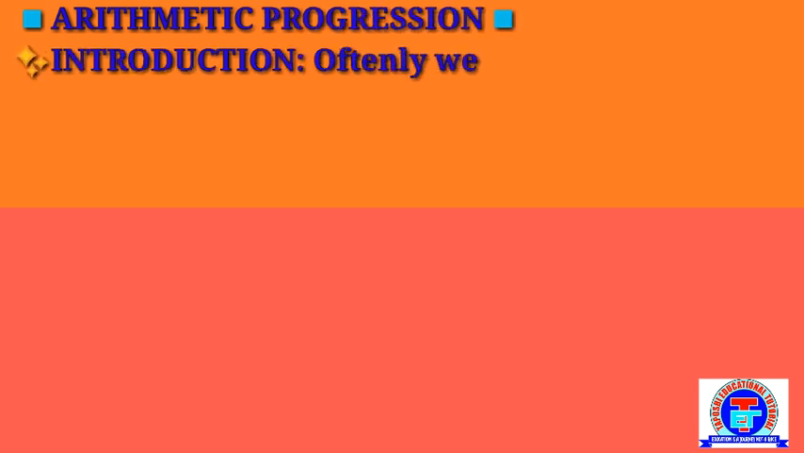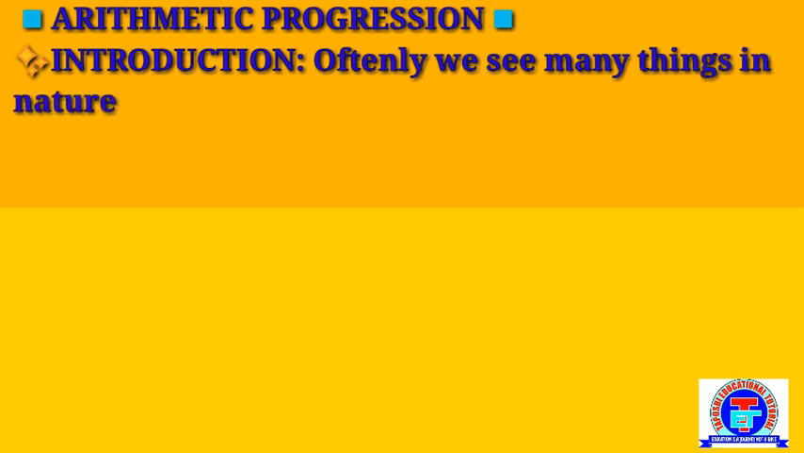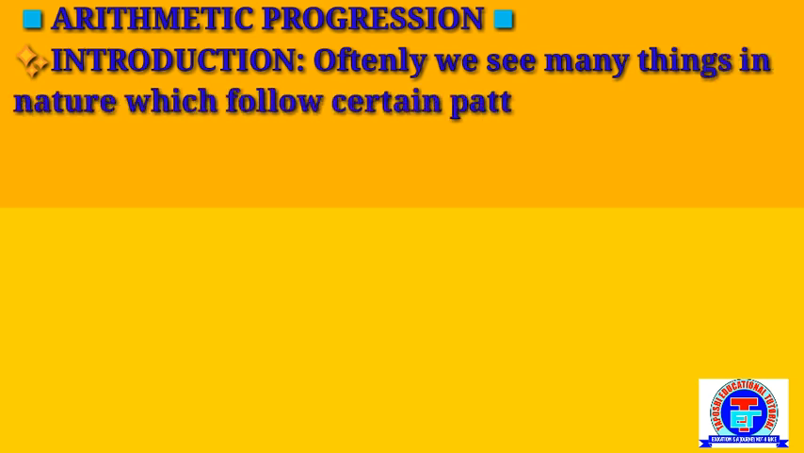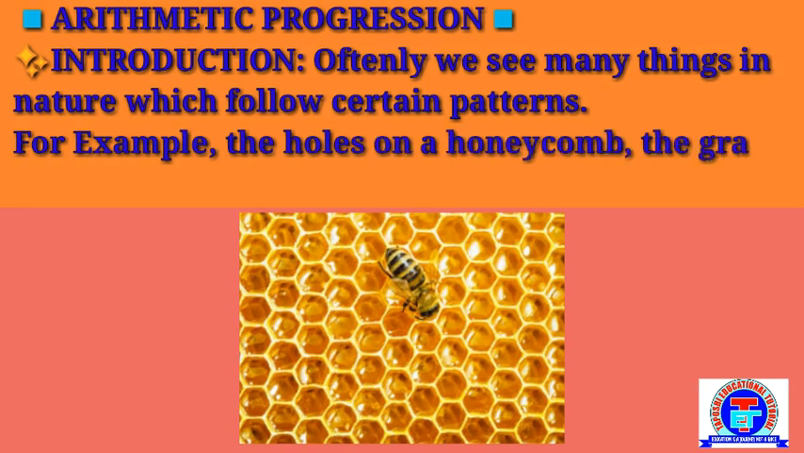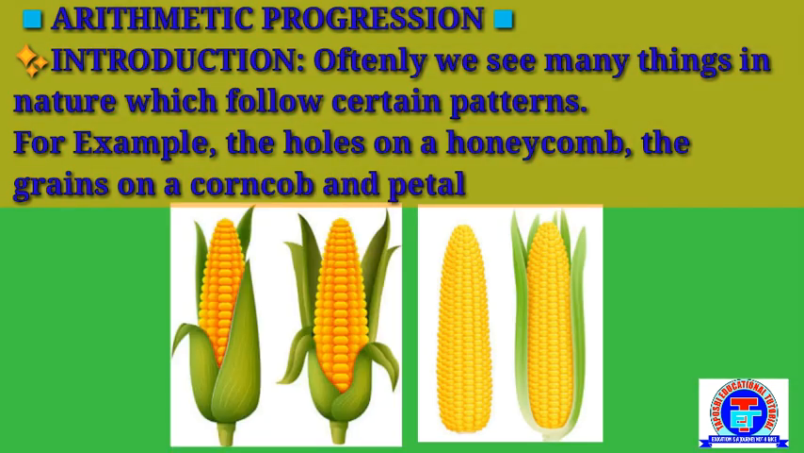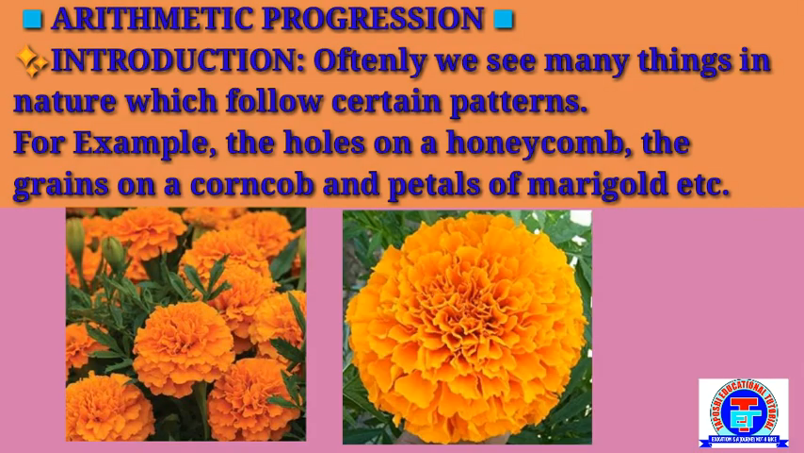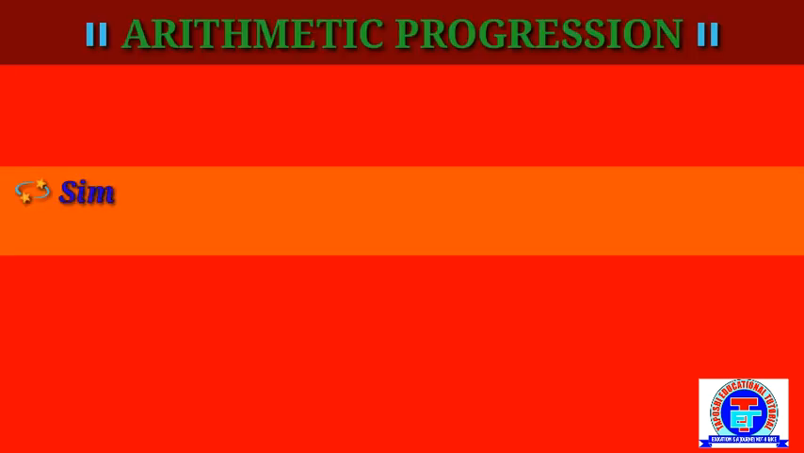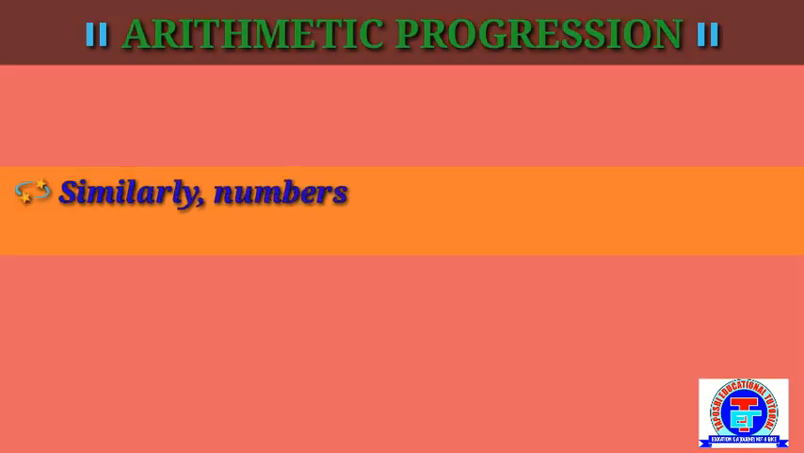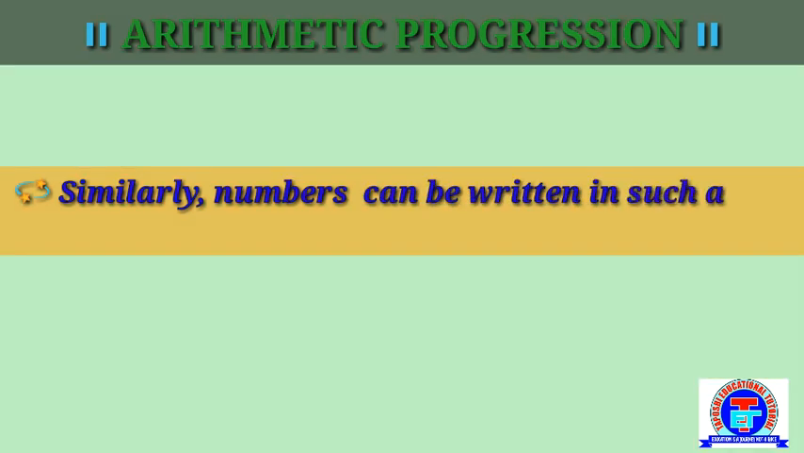Often we see many things in nature which follow certain patterns. For example, the holes on a honeycomb, the grains on a corn cob, and petals of a marigold, and many natural patterns we often find in nature.